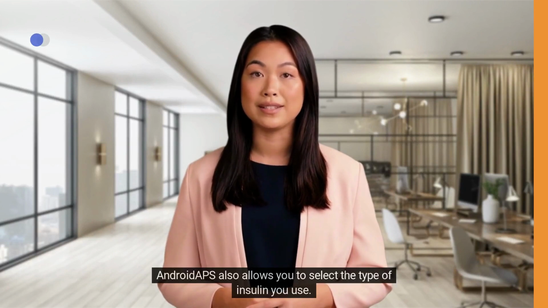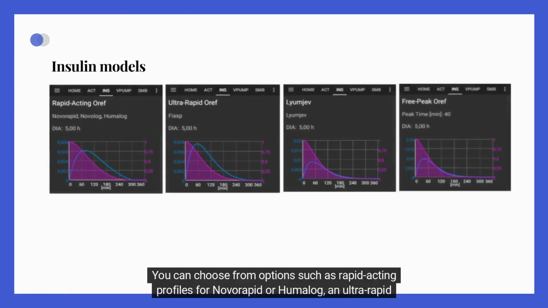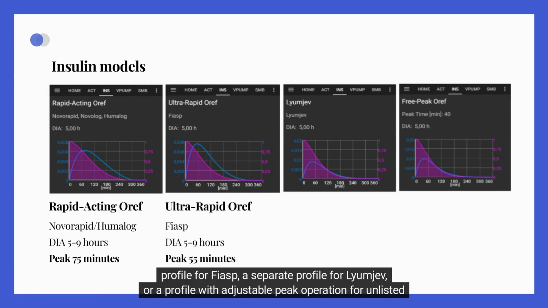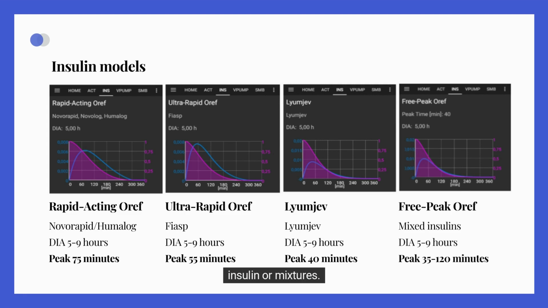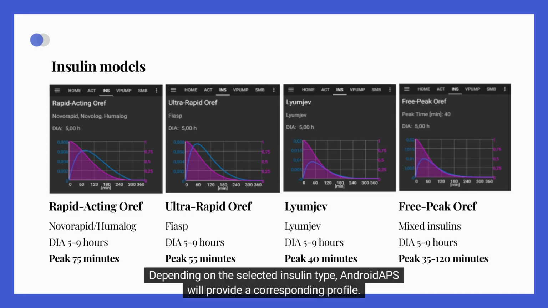AndroidAPS also allows you to select the type of insulin you use. You can choose from options such as rapid-acting profiles for Novorapid or Humalog, an ultra-rapid profile for Fiasp, a separate profile for Lumjev, or a profile with adjustable peak operation for unlisted insulin or mixtures. Depending on the selected insulin type, AndroidAPS will provide a corresponding profile.